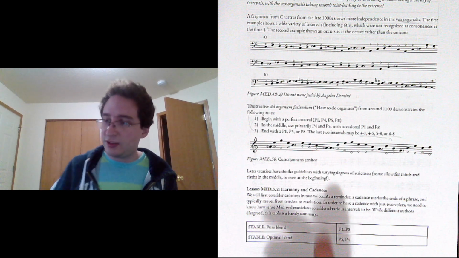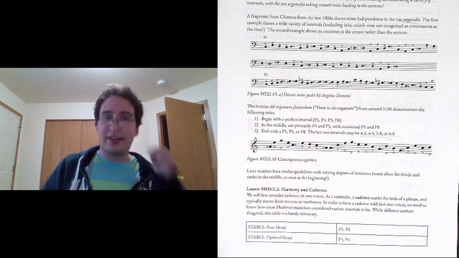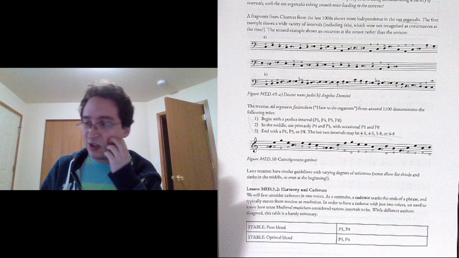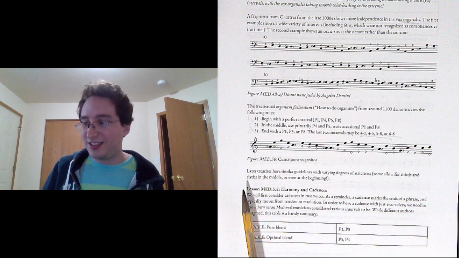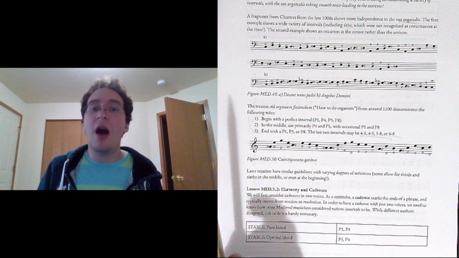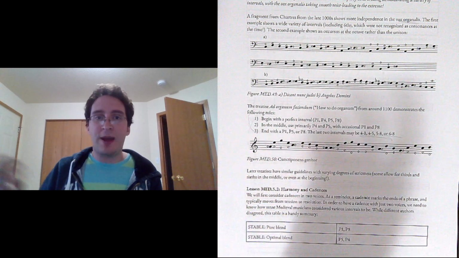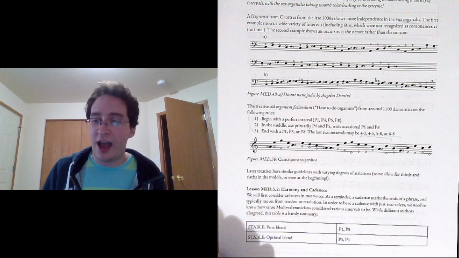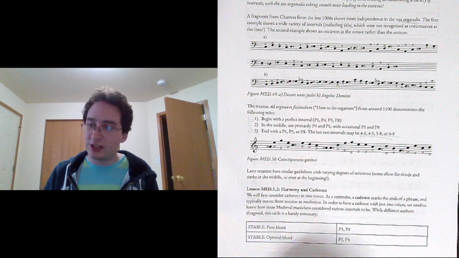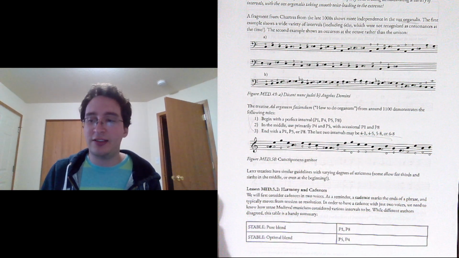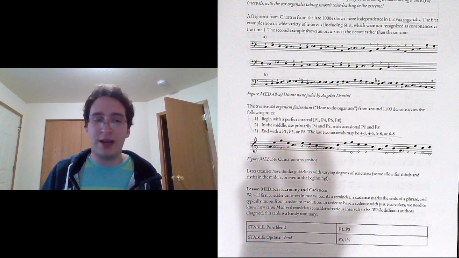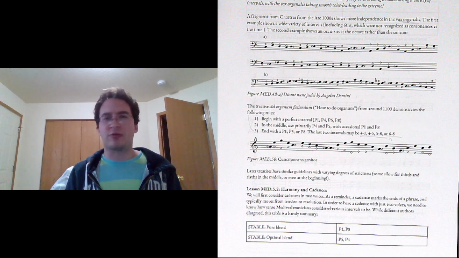So other treatises from around this time and a bit later have similar guidelines to what we've seen here, with varying degrees of strictness. Some allow thirds and sixths in the middle, even at the beginning. So depending on what era you're trying to look at, from the 800s through the 1100s, you might be looking at slightly different things. But I think the main thing to keep in mind here is that different people had different opinions, and there isn't one right way to do this.